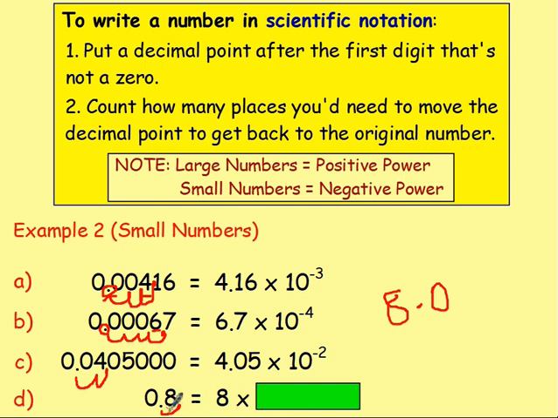But if you had the decimal just after that 8, how many places do you move it back? 1. Good. And because you move it back the way, you would have times 10 to the power of negative 1. So you can either write 8 times 10 to the power of negative 1 or 8.0 times 10 to the power of negative 1. Both answers would be absolutely fine. I would tend to go with the first one though, because 8 is easier to write than 8.0. Okay, so that is how you do it with smaller numbers.